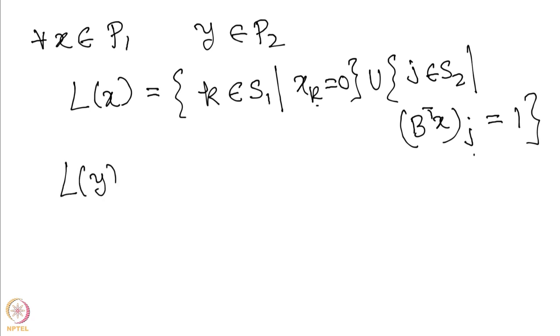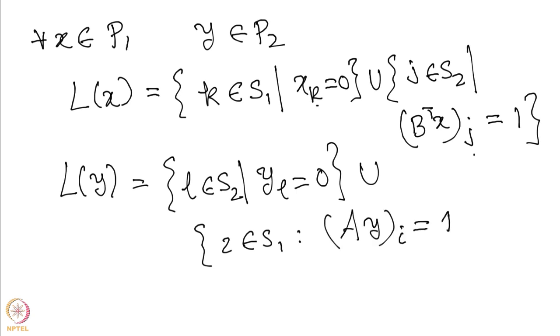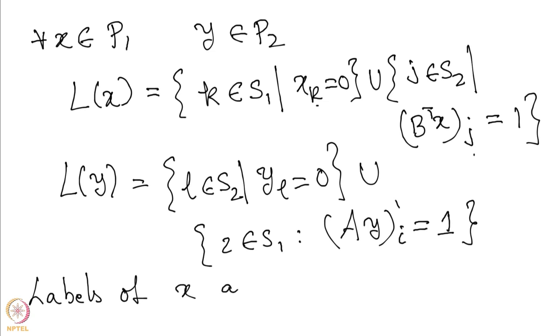Similarly, the label corresponding to y is L in S2 such that y_L is equal to 0, this is the complement of the support of y, union i in S1 such that (Ay)_i is 1. So first we started with the indices outside the support of y, and then wherever the inequality corresponding to Ay less than or equal to 1 holds with equality, we take those as well, and we call this L of y. These are known as the labels of x and y.